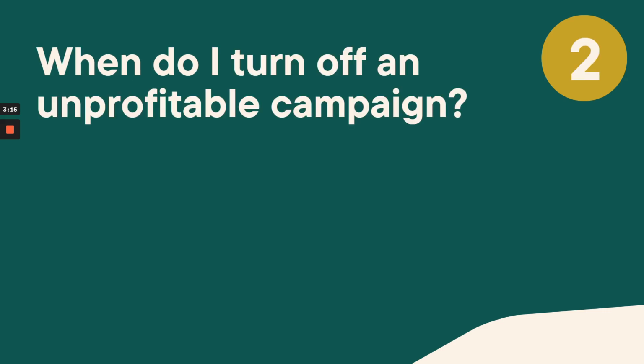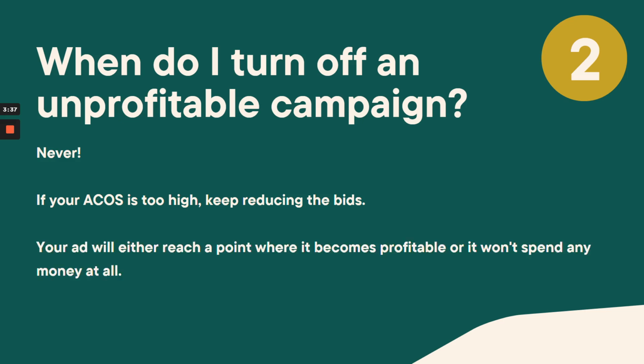The second tip in this video is, when do you turn off an unprofitable ad campaign? And once again, it's got a very simple answer, and that is never. Now that may seem like a surprising answer to many of you, but there is a very good reason why I have never turned off an advertising campaign. And that is that if the ACOS is too high, just simply keep reducing the bids. If your ACOS is at 50%, keep reducing them. If it goes down to 40%, just keep reducing the bids.